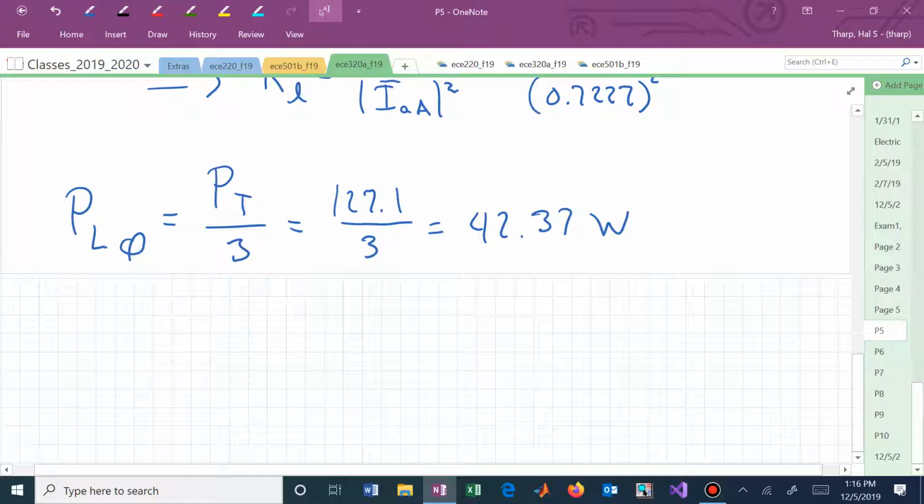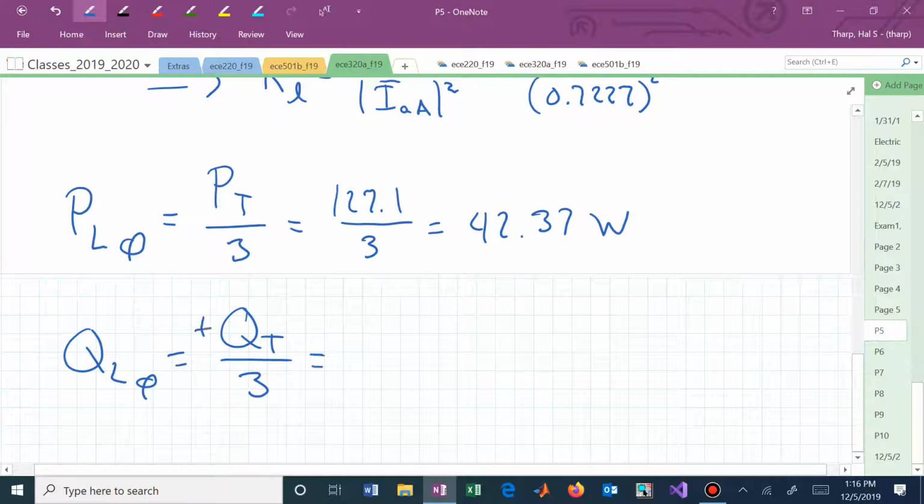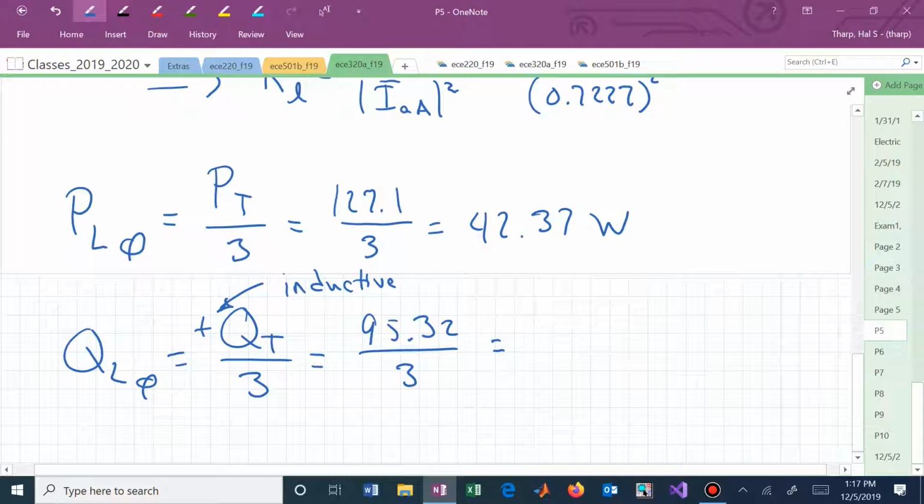We also were told the total reactive power of the inductive load. That now tells us the sign on that Q. So now we know Q load phi is equal to Q total over 3, and it's positive because it was inductive. This is now 95.32 over 3, which ends up yielding 31.773 VARs.